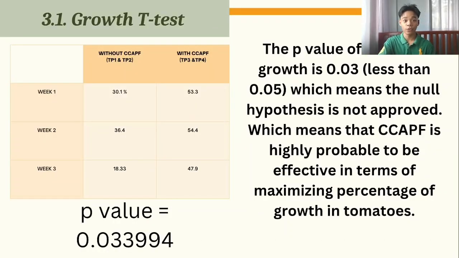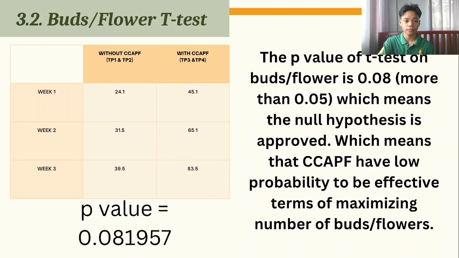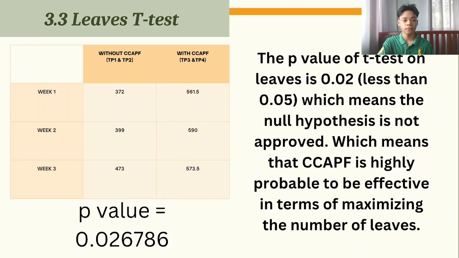First table, growth t-test, which shows the p-value of 0.03. This means that CCAPF is highly probable to be effective in terms of maximizing percentage or number of growth in tomatoes. Next table is the buds or flowers t-test, which shows the p-value of 0.08. This means that CCAPF has low probability to be effective in terms of maximizing the number of buds or flowers.